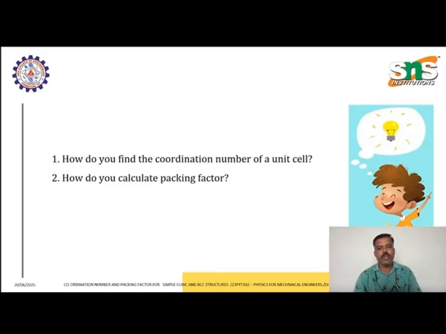In the last video we discussed the characteristics of unit cell. The characteristics of unit cell are four. The first one is the number of atoms per unit cell. Second, coordination number. Third, atomic radius. Fourth, atomic packing factor. So these four are the characteristics of unit cell. Two of these we asked as questions at the start of this PPT.